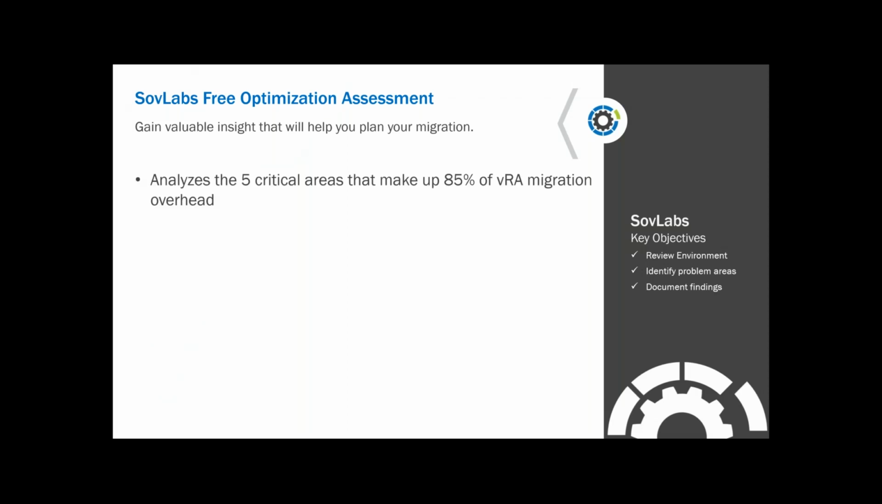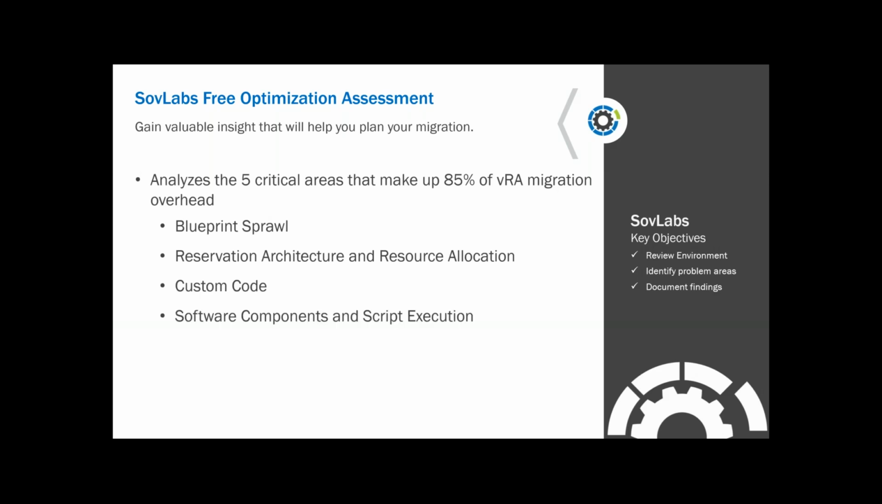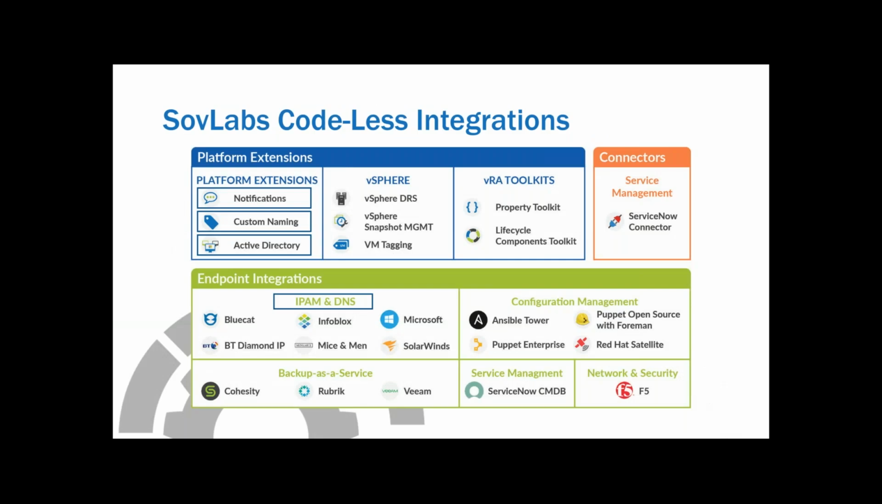So the optimization assessment, it analyzes those 5 critical areas that make up 85% of those vRA migration overhead, right? The blueprint sprawl, the reservation architecture, that custom code, software components, the script execution piece, as well as the network architecture, and gives you a report to let you know where you stand with those different things and areas that you might want to look at and refine and make some improvements in. So again, free, gives you that detailed report that you can then use.